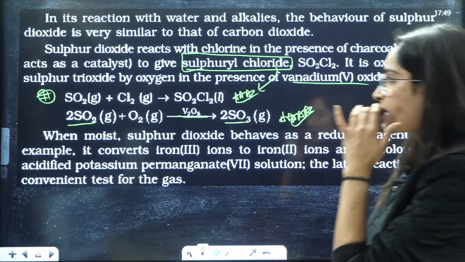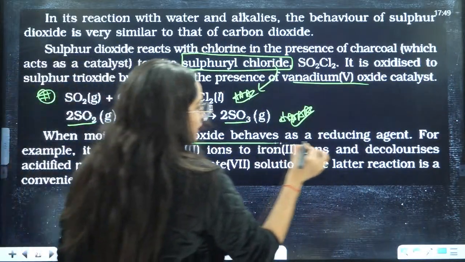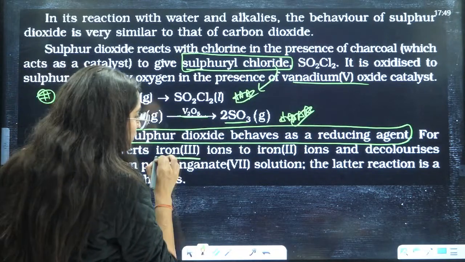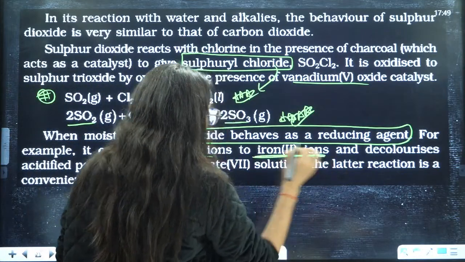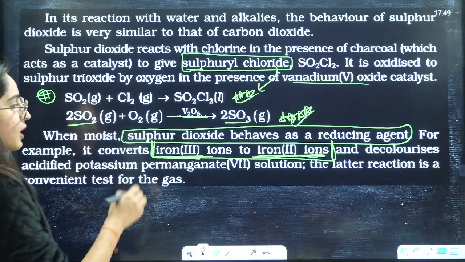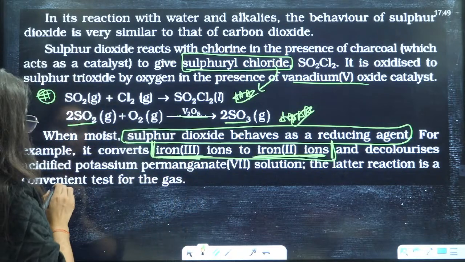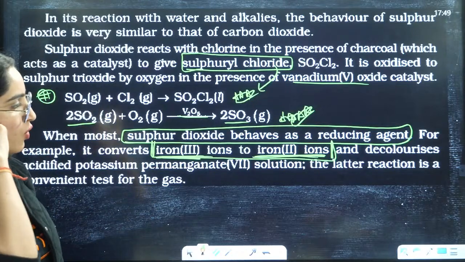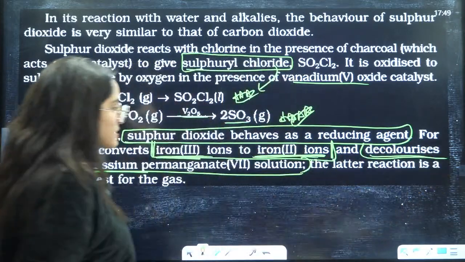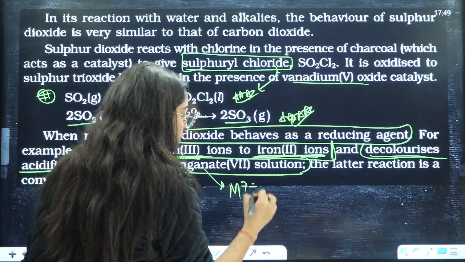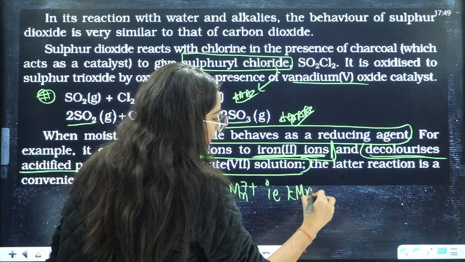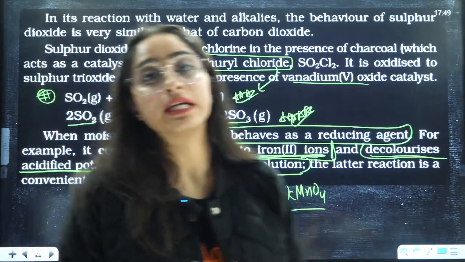Sulfur dioxide behaves as a reducing agent, that means it will oxidize itself. For example, it converts Fe3+ ions to Fe2+ ions. Again, it is important. It also decolorizes acidified potassium permanganate solution. The latter reaction is a convenient test for the gas. The permanganate, which has manganese in the 7+ oxidation state, that is KMnO4, gets decolorized.